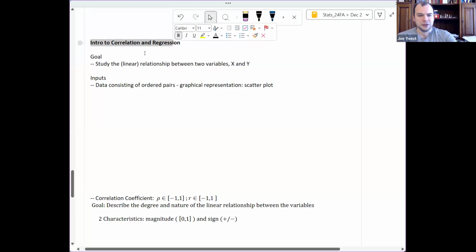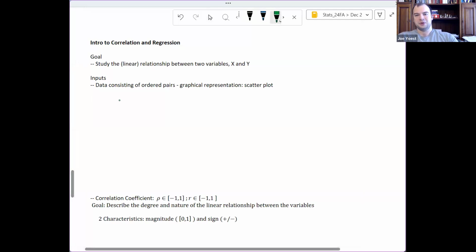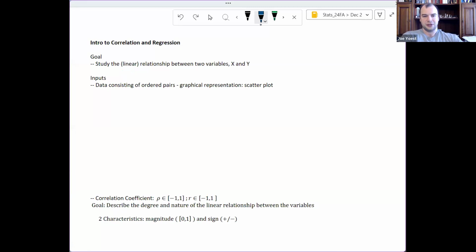Okay, so correlation and regression, what is the overall goal? Our overall goal is to study the relationship between two variables, X and Y, and in particular, and importantly, to study the linear relationship between those two variables. So this is actually a quite important bit here, studying the linear relationship between the variables.